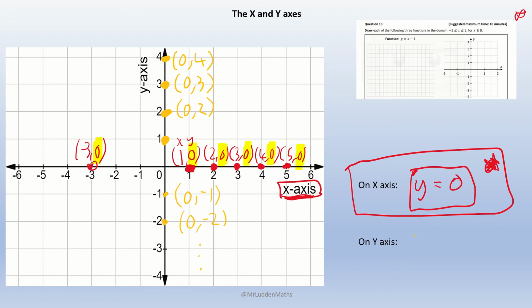You will notice that on the y-axis, all the x part of my points, and I'll get my highlighter again, all the x part of my points are 0. So if I was to draw that in here, on the y-axis, the x is always equal to 0. So it's sort of like opposites, I suppose. On the y-axis, your x is 0. On the x-axis, your y is 0. And I cannot highlight those two facts enough.